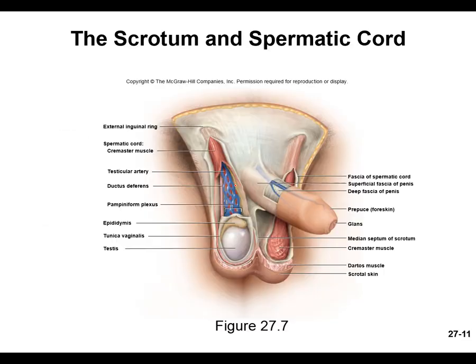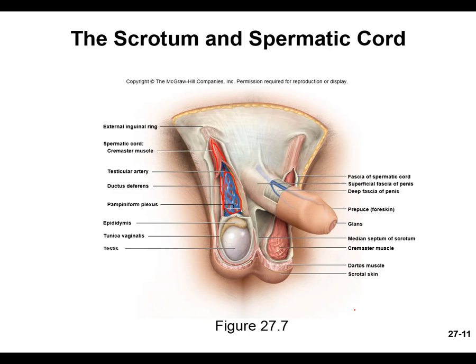If we're looking at the scrotum, this is showing us the spermatic cord, and we have this important muscle, which is called the cremaster muscle, located right here. And also, more deeply, we have the vas deferens, or the ductus deferens, right here. And then we have blood vessels and nerves that make up the spermatic cord as well.